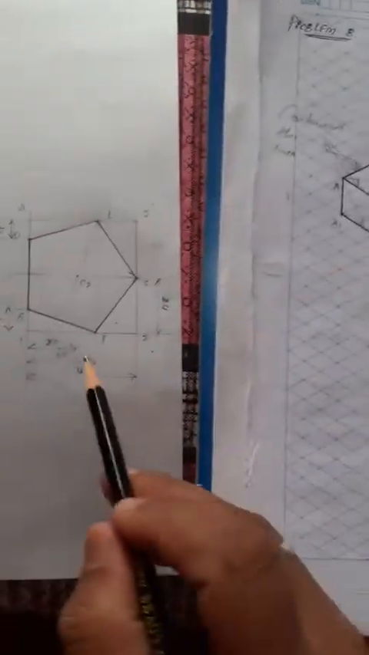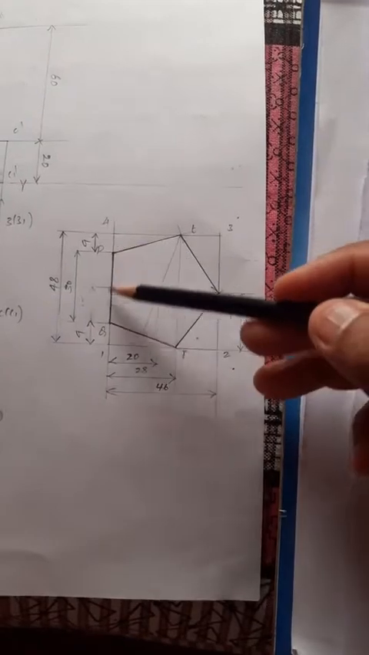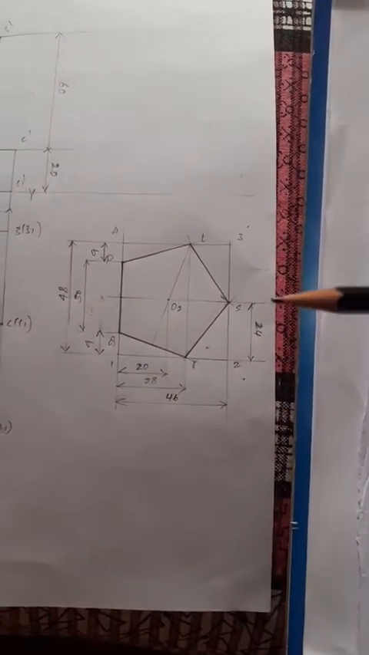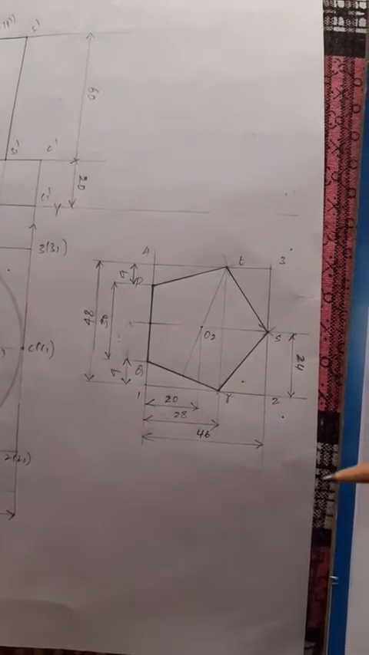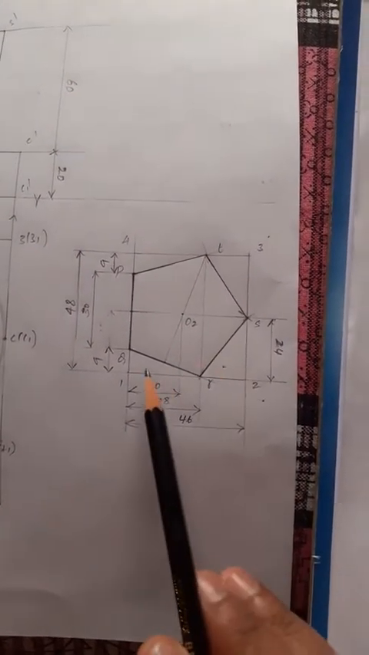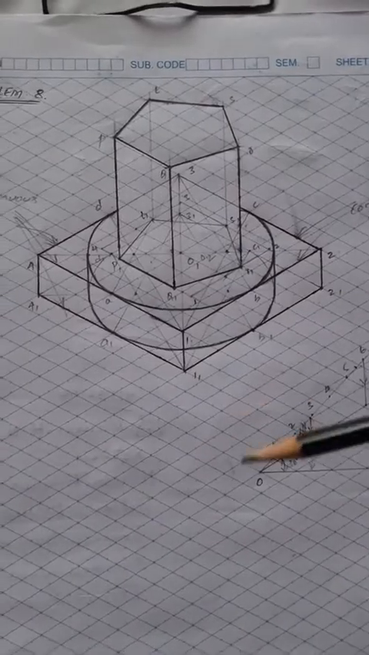Whatever horizontal lines are there is called the 30-degree line in the ISO sheet, and whatever vertical lines are there in the top view, we call the 150-degree line. This is one way you can remember. If it is difficult to remember which is the 30-degree and which is the 150-degree line, whatever horizontal lines are there in the top view are 30-degree lines in the ISO sheet.